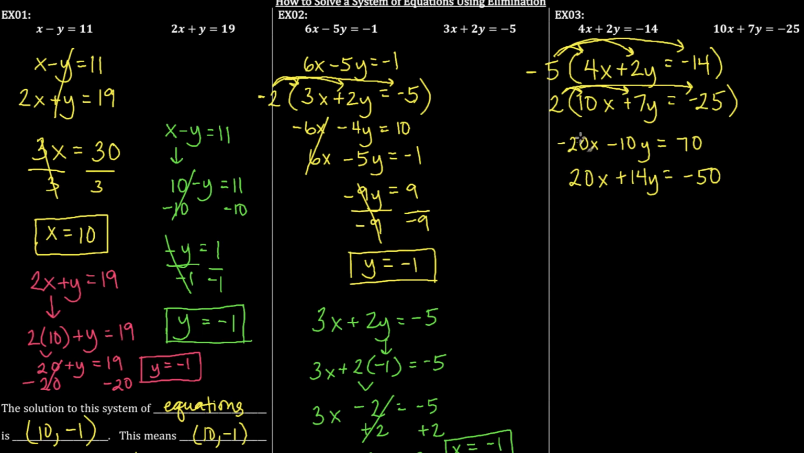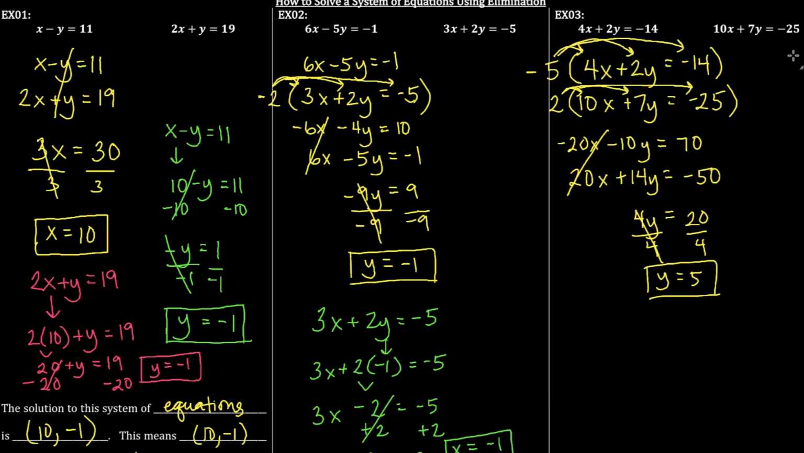Okay, so I combine these, they go away because they become 0x. -10y plus 14y, or 14y minus 10y is positive 4y. 70 minus 50 is 20, positive 20. Divide by 4. Y equals 5. Cool, we didn't get another -1. Okay, now I'm going to substitute this 5 in for y, and it doesn't matter which one.